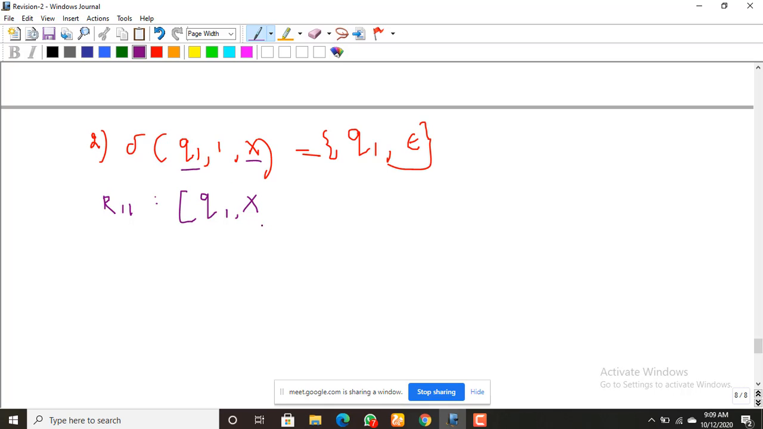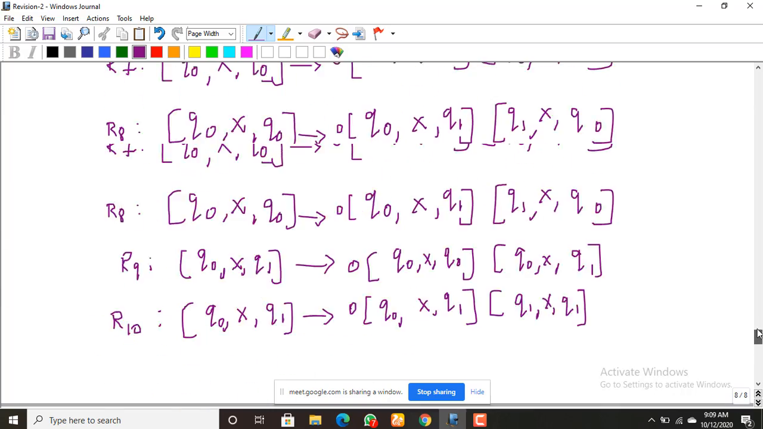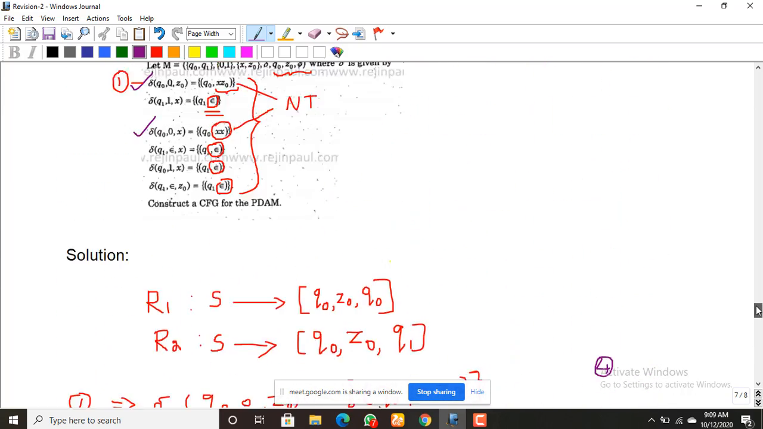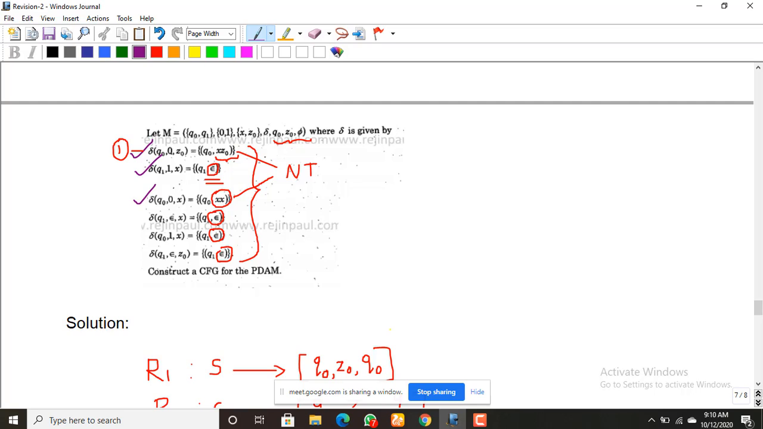Next, this is the case for a terminal case. So this Q1 will come here and it goes to this input alphabet 1. So this is rule number 11: Q1 x, this Q1 and this x will come here, and this Q1 which brings 1. So production ID number 2 is over.